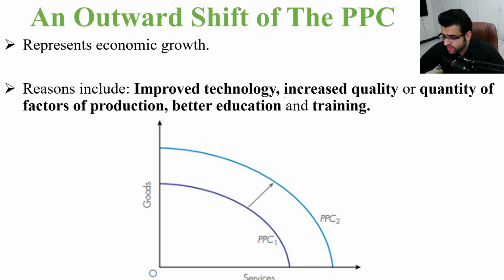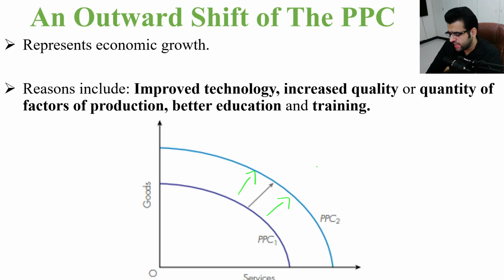So when we have improved technology, or if the quality or quantity of our factors of production, that is the land, labor, capital or enterprise increase, then our productive capacity also boosts. And if there is better education, better training, workers are more skilled, then they will be able to produce more. So in this case, the PPC will shift outwards towards the right. So this is a simple shift outwards towards the right.